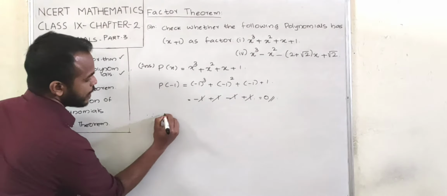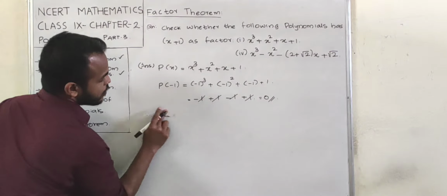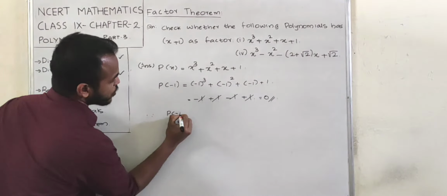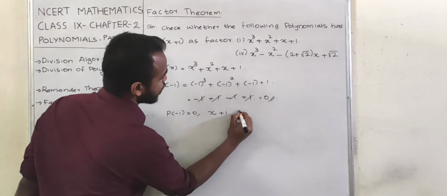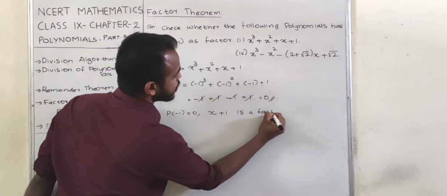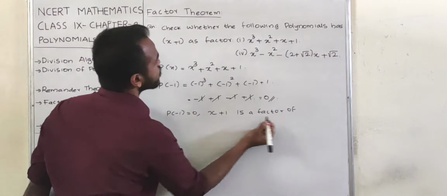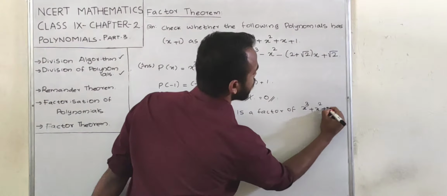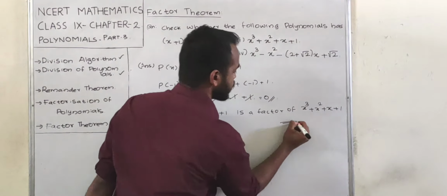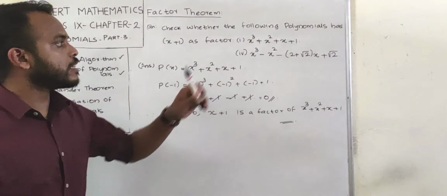Then you can write, since P of minus 1 is equal to 0, we can say x plus 1 is a factor of this polynomial x cube plus x square plus x plus 1. Let's see the fourth question.